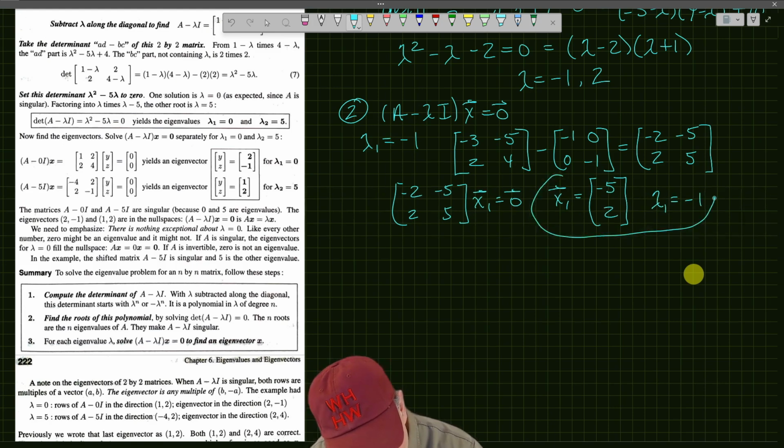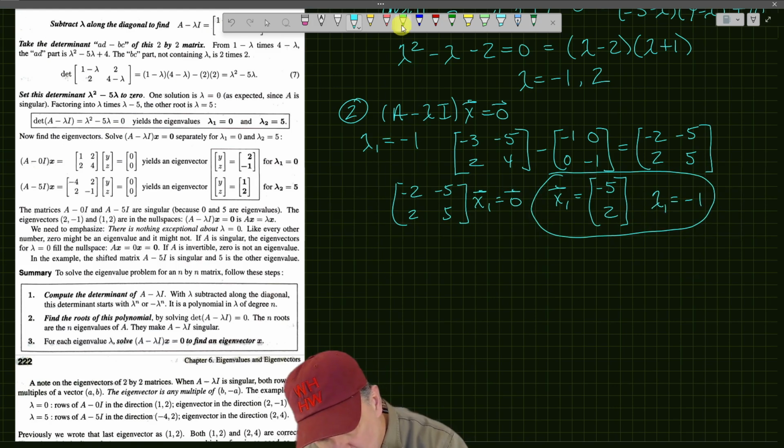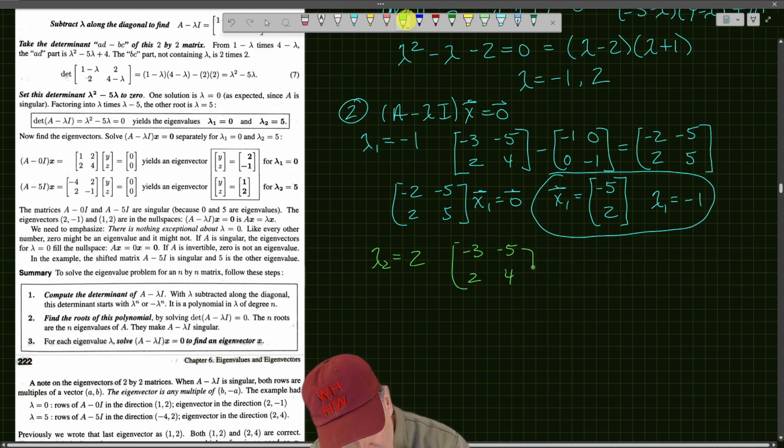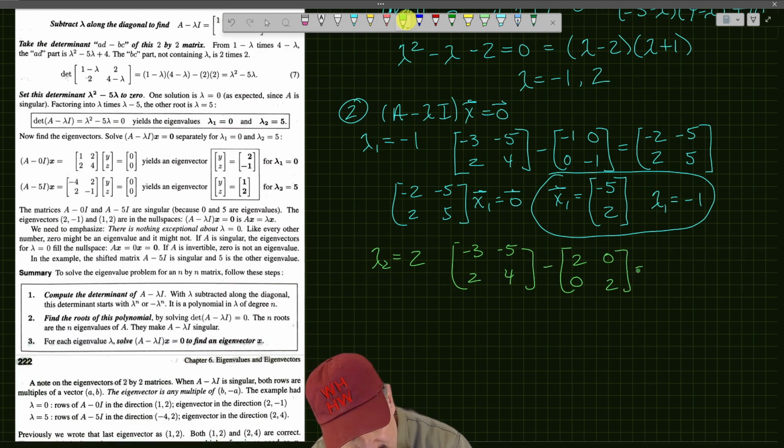And that's this grouping right here. So for the next one, we have lambda 2 is equal to 2. We end up with -3, -5, 2, 4, minus 2 times the identity matrix, which is going to give us -5, -5, 2, 2.